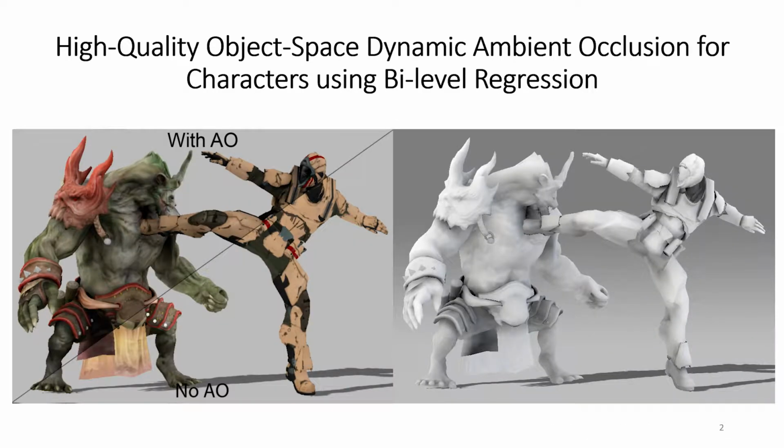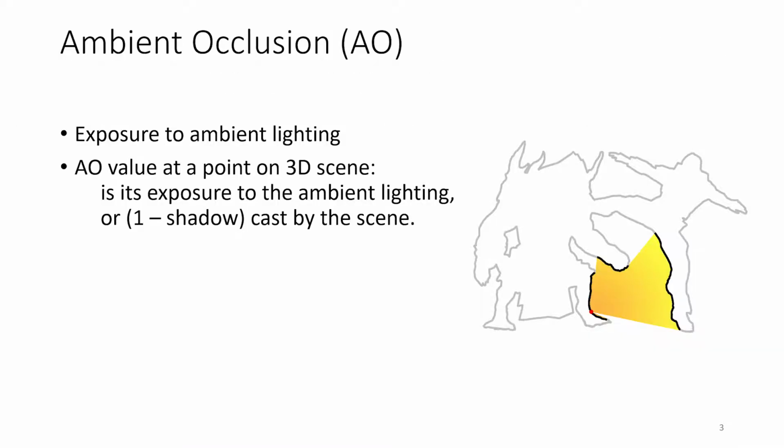This paper presents a method for computing an approximation of ambient occlusion in object space using a custom machine learning regression approach. The ambient occlusion for any given point in a 3D scene can be defined as its exposure to ambient lighting, or in other words, the opposite of shadow cast from all other points in the scene.